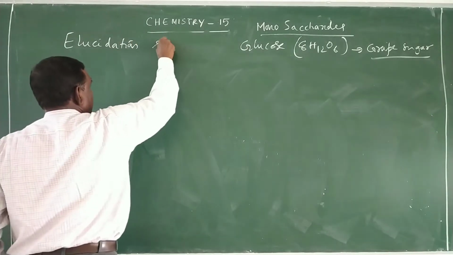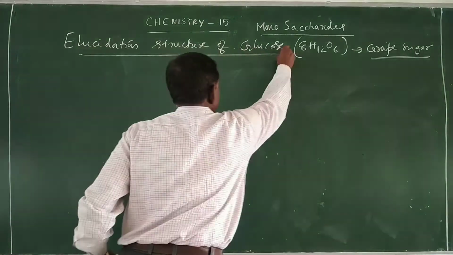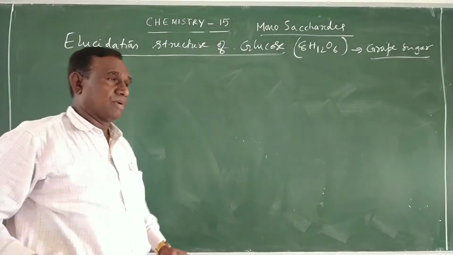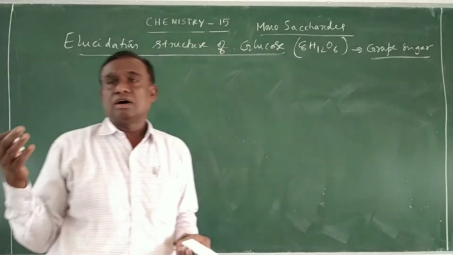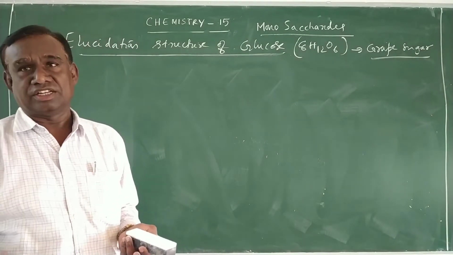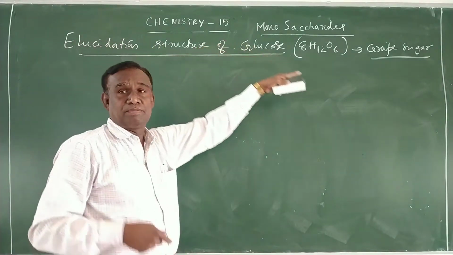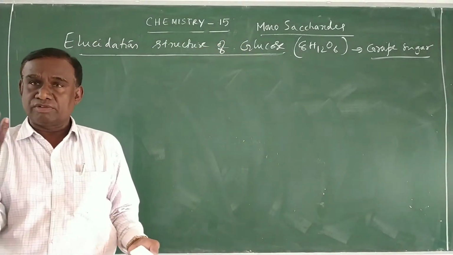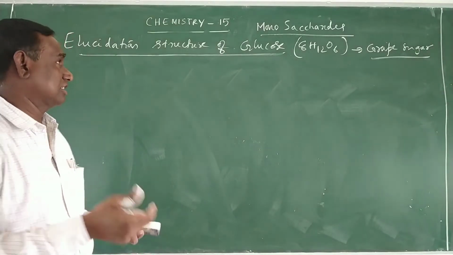Elucidation of the structure of glucose. How do you determine the structure of glucose? We know that glucose contains 6 carbon atoms, 12 hydrogen atoms and 6 oxygen atoms. So the elucidation of the structure of glucose can be explained on the basis of several different factors.